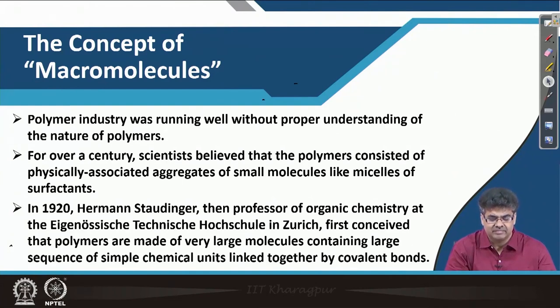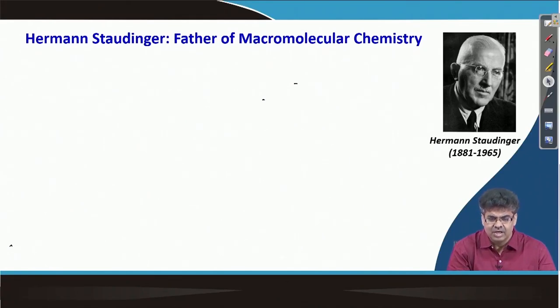Only in 1920 did Hermann Staudinger, a professor of organic chemistry at ETH Zurich, first conceive that polymers are made of very large molecules containing a large sequence of simple chemical units linked together by covalent bonds. Covalent bond is the word you must notice. This was the first time somebody conceived that polymers are large molecules made up by linking of repeating units by covalent bonds. That is the reason Hermann Staudinger is considered the father of macromolecular chemistry.